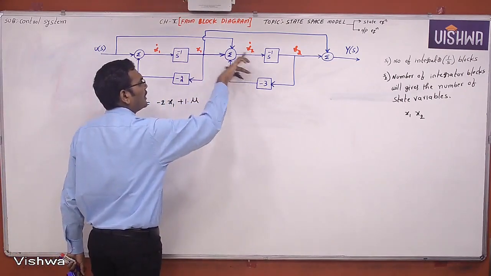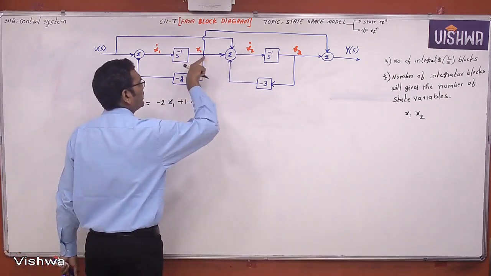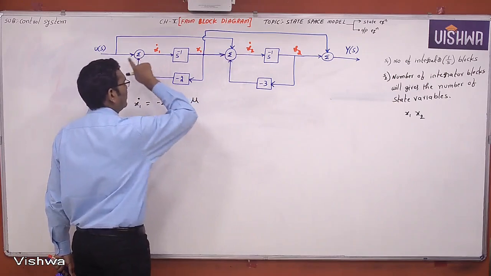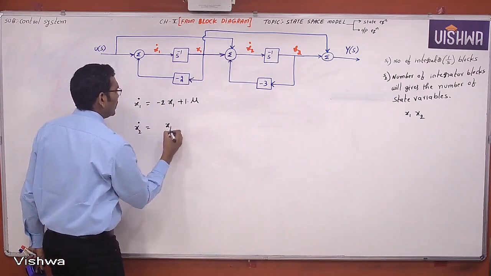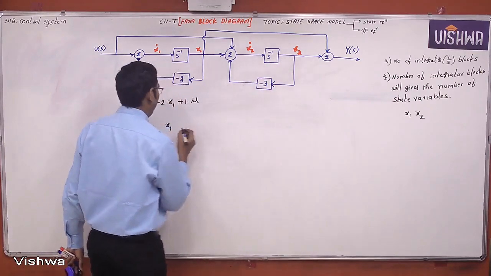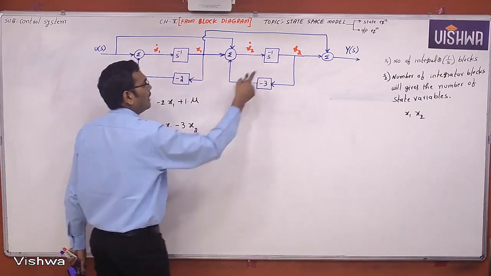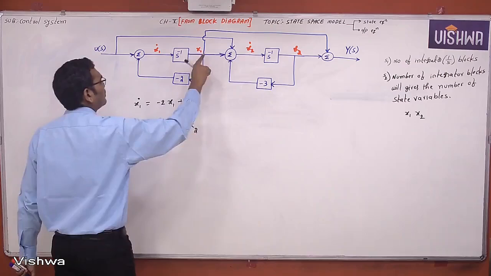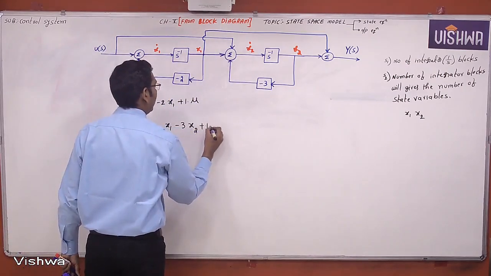Now x2 dash. Who is coming to x2 dash? x1 is coming here, through a summer, which is nothing but addition. And x2 is coming with a gain of minus 3, so minus 3 x2. And from here somebody else is coming. Who is that? u, 1 into u.